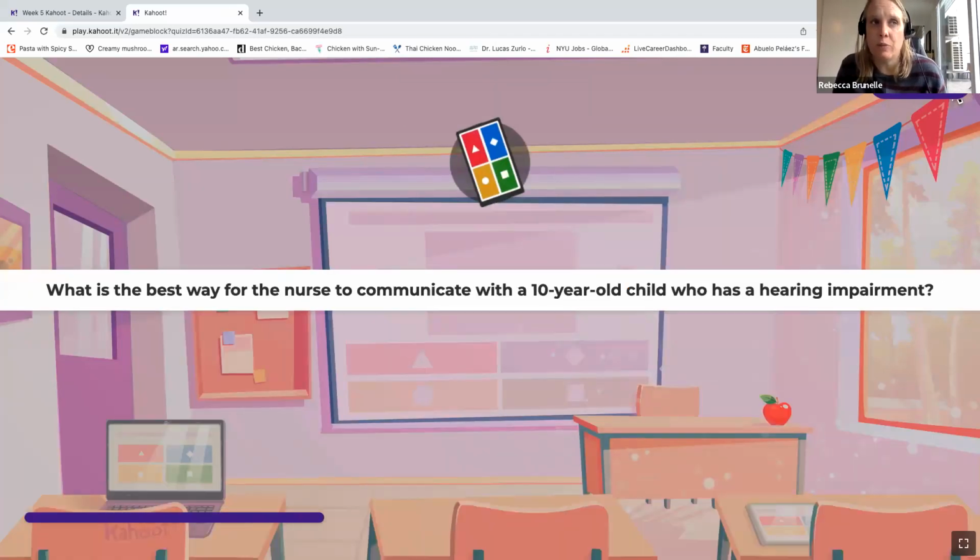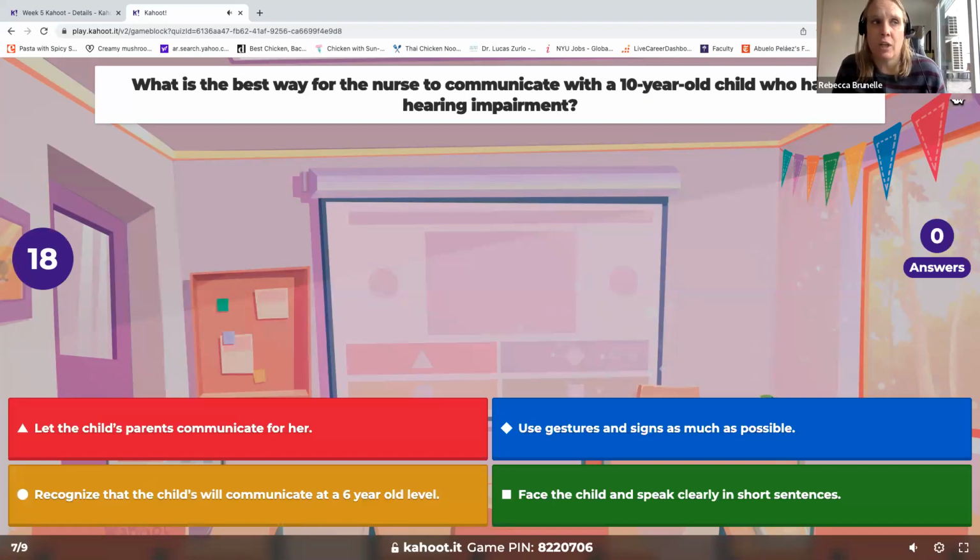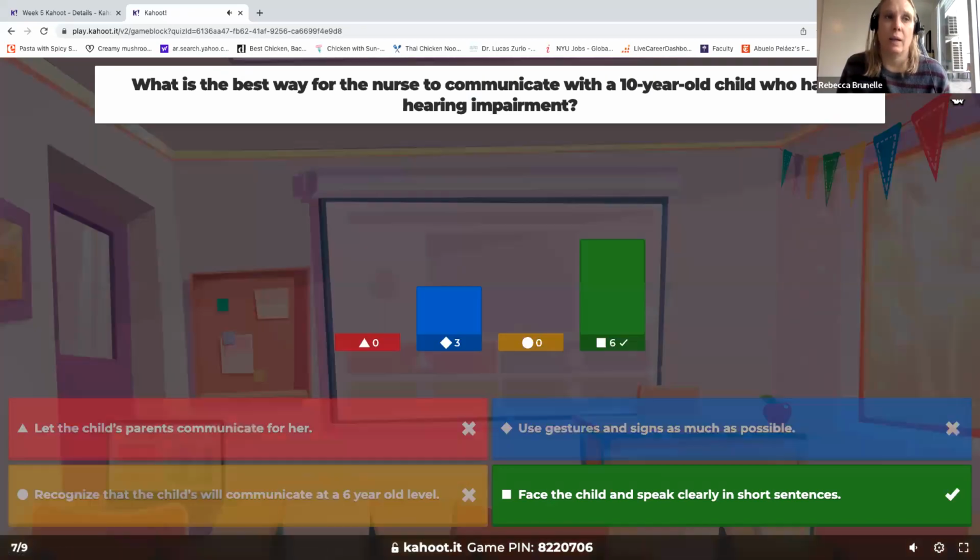So what is the best way for the nurse to communicate with a 10-year-old who has a hearing impairment? Let the child's parents communicate for her, recognize the child's will to communicate at a 6-year-old level, use gestures and signs as much as possible, or face the child and speak in clear, short sentences. Yeah, at their eye level, clear, short sentences. You don't want to use gestures as much as possible because that can make it harder for them to read your lips.